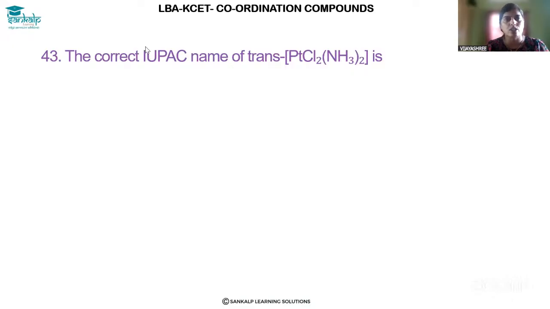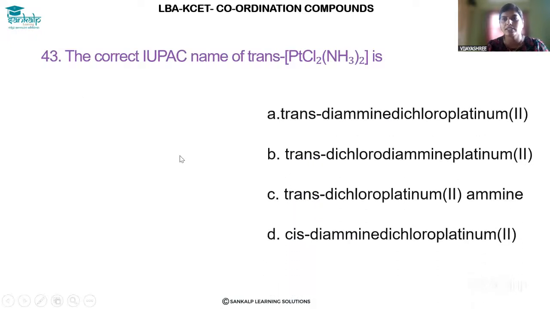We are discussing KCET questions of the chapter Coordination Compounds. Let us look at question number 43. The correct IUPAC name of trans-PtCl2(NH3)2 is... There are four names given in the options. We have to identify the correct name.